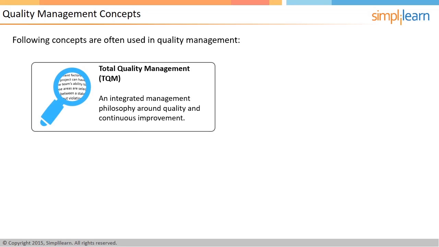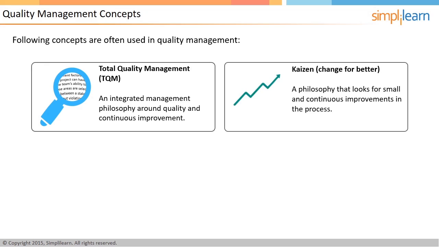Total Quality Management, or TQM, is a quality management philosophy that involves holistic thinking about meeting the objectives of an organization. It places the responsibility of quality squarely on the management. Kaizen is a Japanese term that stands for change for better. Kaizen philosophy is one that should always be looking for small and continuous improvements in the process.